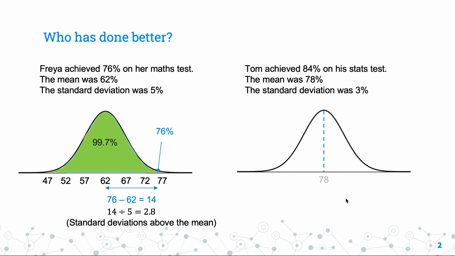So let's plot the mean. So the mean for his class was 78. Standard deviation was lower. Okay, so 1 standard deviation either side would give us these numbers, 81 and 75.